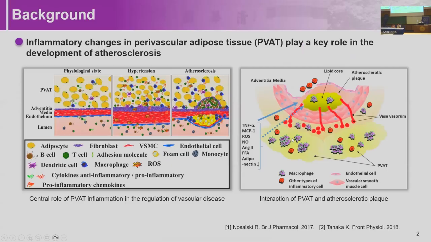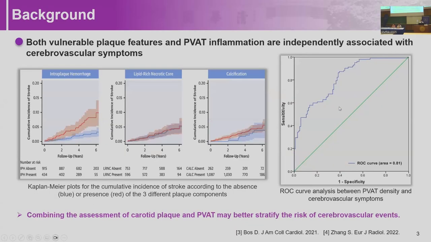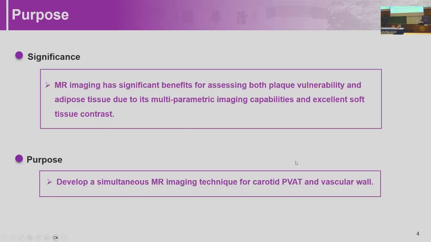My topic is simultaneous magnetic resonance imaging technique of carotid artery, perivascular adipose tissue, and vessel wall, a feasibility and repeatability study. Biological studies have shown that inflammatory changes in perivascular adipose tissue, which is called PVAT, play a key role in the development of atherosclerosis. Clinical studies have shown that both vulnerable plaque features and PVAT inflammation are independently associated with cerebrovascular symptoms. Therefore, combining the assessment of carotid PVAT and plaque features may better stratify the risk of ischemic cerebrovascular events.